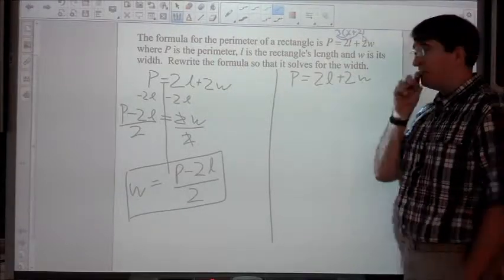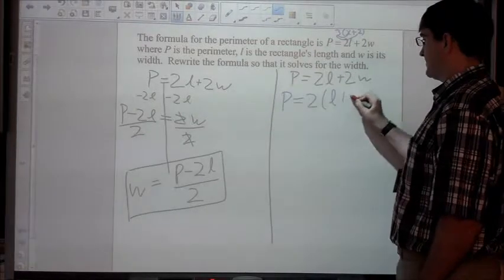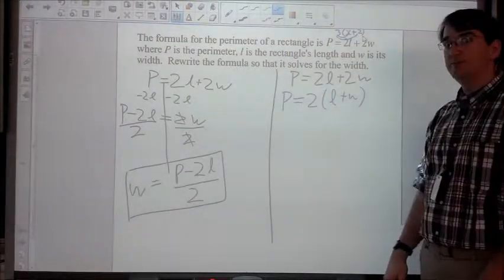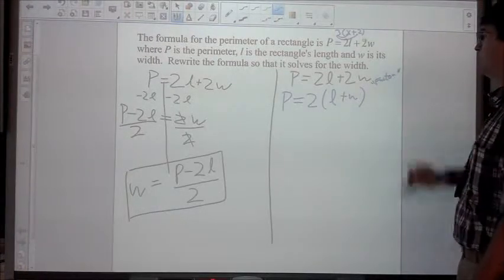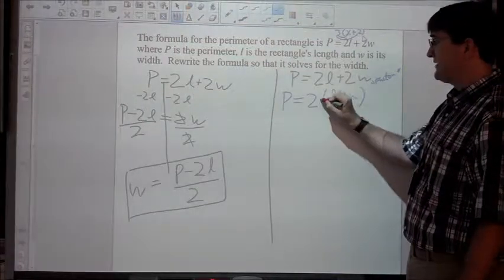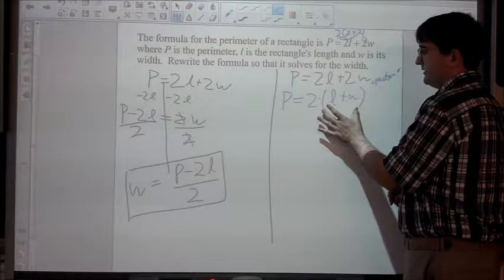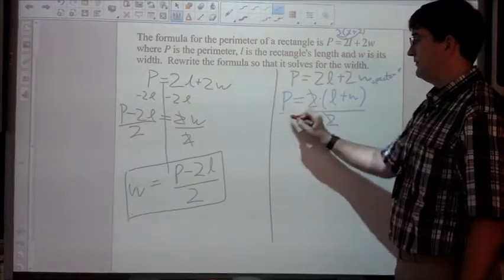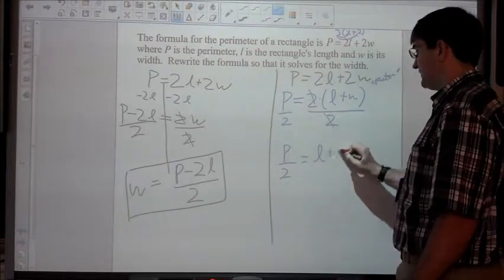We could reverse it. We see that there's a 2 in common here, so we could pretend that was just a finished version of the distributive property. We can undistribute. This is actually called factoring, which is a term that you might already be familiar with, but if not, we'll be spending a lot of time later on in the course talking about it. So now I have 2 times L plus W, and I treat this L plus W in parentheses as one solid block, meaning I can divide this side by 2, and they'll cancel from over there. Divide that side by 2 as well. I get P over 2 is equal to L plus W.